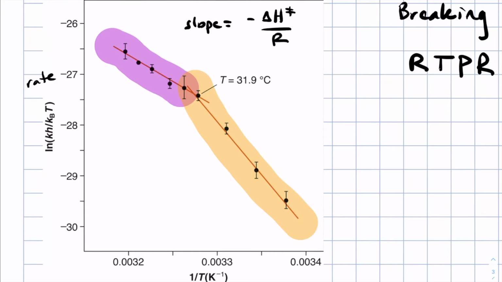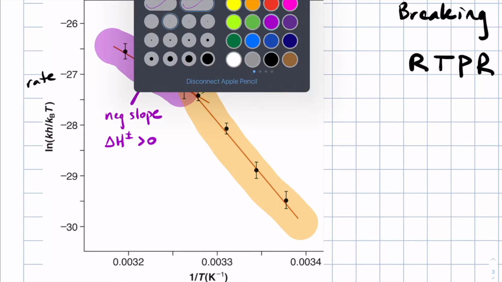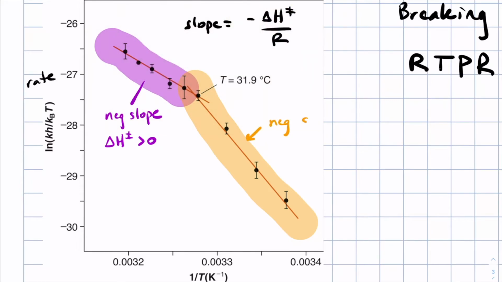Okay, so in the purple domain, that slope is positive or negative? Negative, right? Sloping downward to the right is negative. So if you have a negative slope, what does that mean for what your enthalpy value is? Yep, activation enthalpy is greater than 0. All right. Similarly, in the orange domain, we see that we have a negative slope, and that tells us that activation enthalpy is also greater than 0.